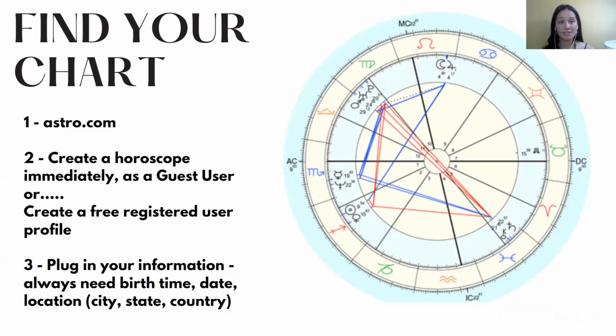So this person's probably more connected with their emotions. They might have really deep emotions. They might feel connected emotionally to many people. That's how we would look at that. They have a lot of water in their chart.